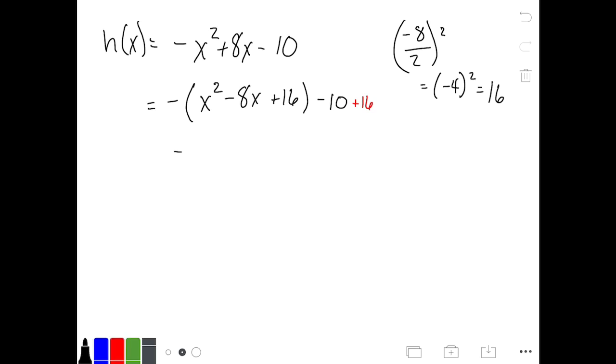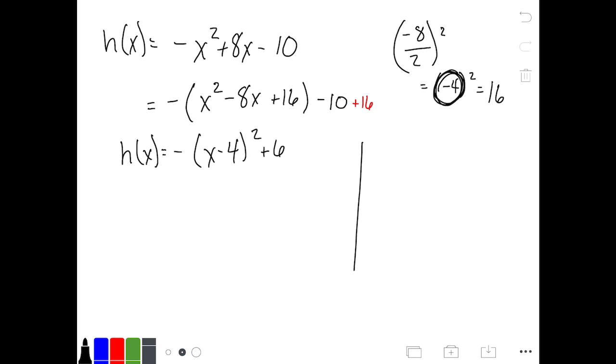Once you do that, you're almost done, because you've just made your perfect square. X goes here. The term before you squared it over here is negative 4, so that goes in the blank there. And then you say negative 10 plus 16, which would give us positive 6. So h of x is equal to negative quantity x minus 4 squared plus 6. Now I'm ready to graph it.